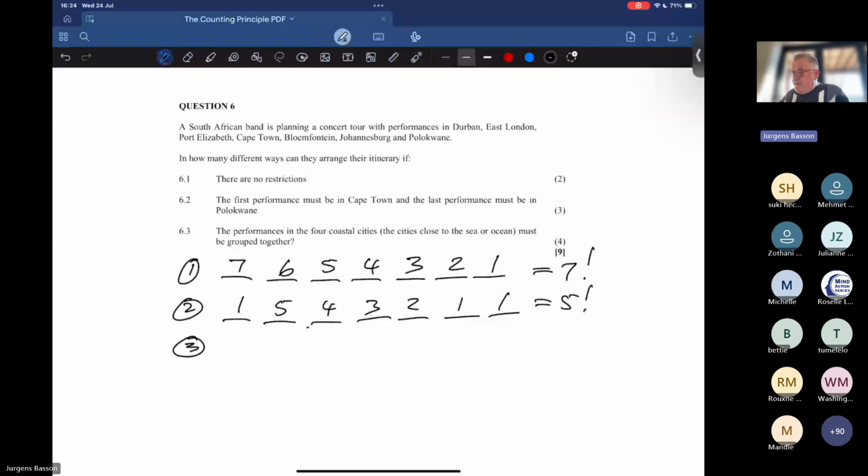So the answer for this last one, 4 factorial times 4 factorial. Please take note, there's only one group, only the coastal cities is in a group. That is 4 factorial, which you count then as 1. And then there's still another 3. You bring that to the 3 plus the group, and that gives you 4 factorial. And they just calculate that. You will see this is a pure counting principle question.